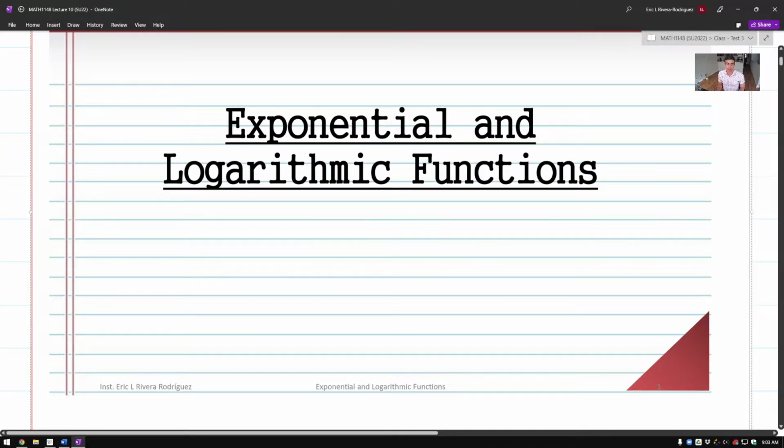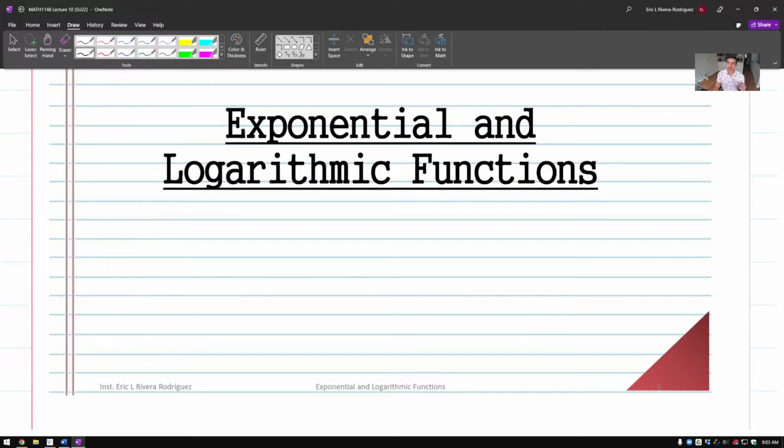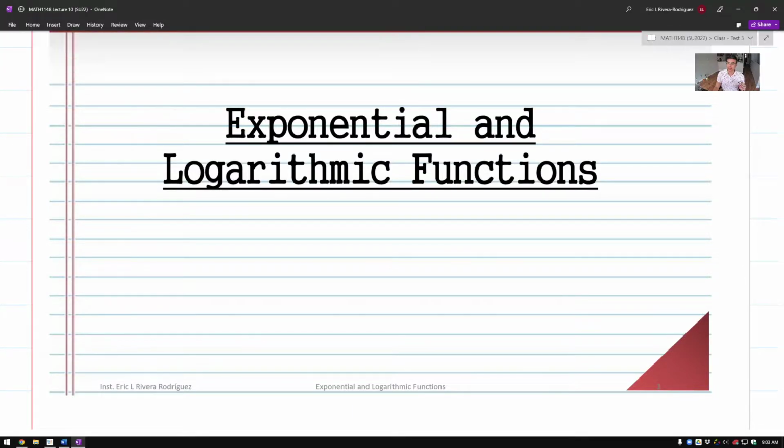So last class we worked with composite functions, and we need to remember from there the definition or the meaning of this operation.